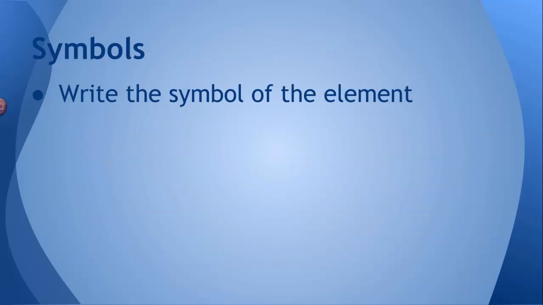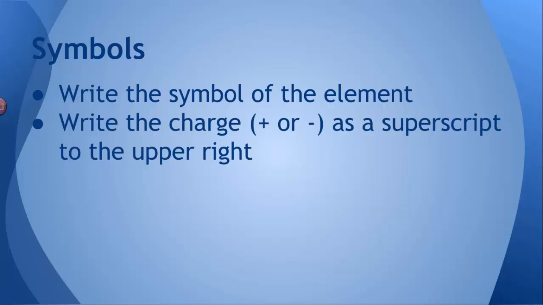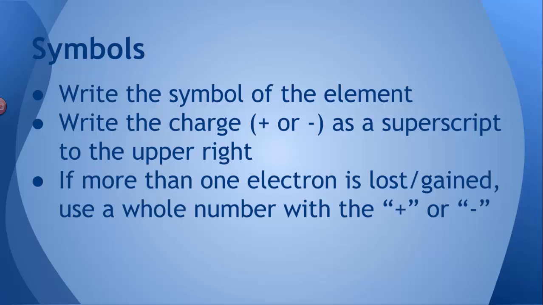Okay? Now, when we write an ionic symbol, we're going to write the symbol of the element, and then we're going to write the charge, plus or minus, as a superscript to the upper right. If you lose or gain more than 1 electron, then you're going to use a whole number, 2 or 3 usually, to represent the number of charges that you have.